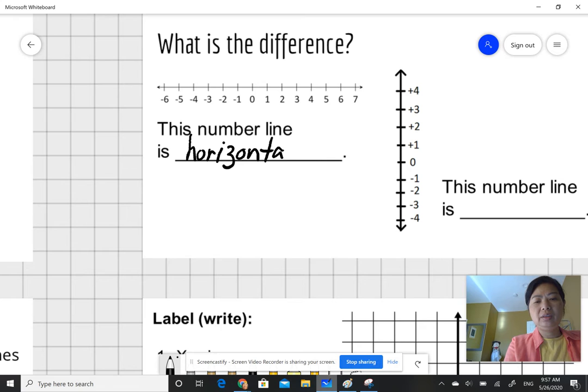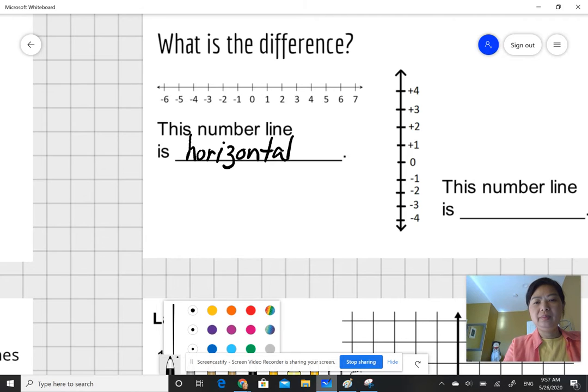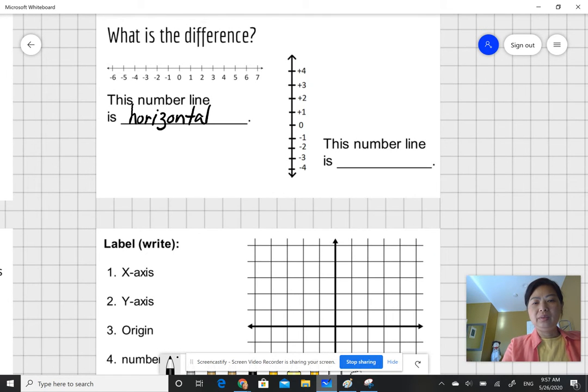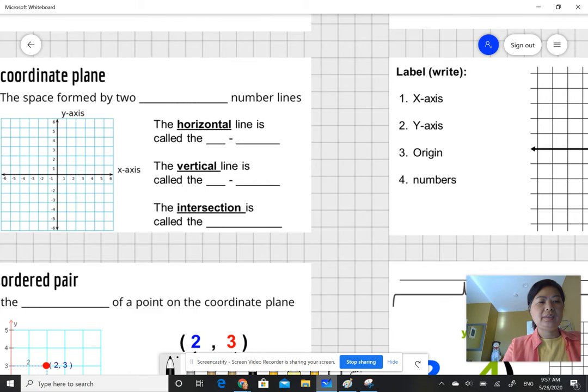horizontal. And then when you see the number line that is going up and down, it is vertical. Vertical, right? Next.